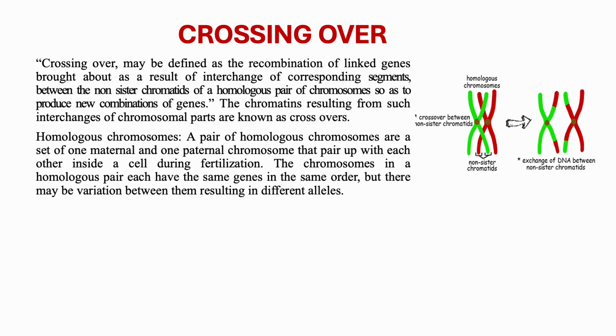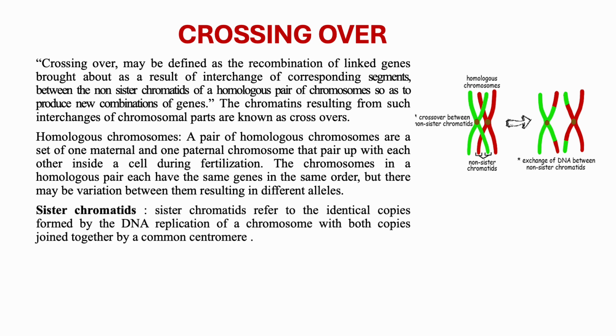As we can see here in the diagrammatic representation, the two homologous chromosomes are represented in two different colors, so that you can see that one of the chromosomes is green and the other one is red in color. So when there is a crossing over taking place between two such homologous chromosomes, the arms of each one are crossing here, which are called the non-sister chromatids. So the crossing over takes place between the non-sister chromatids, where exchange of the DNA takes place between them.